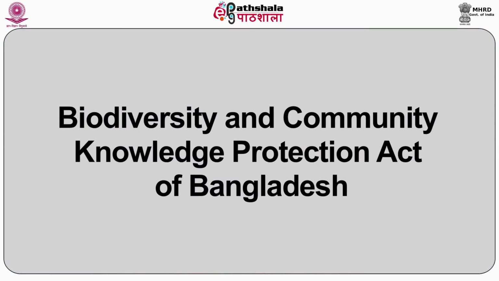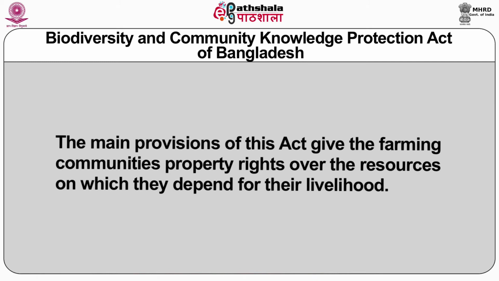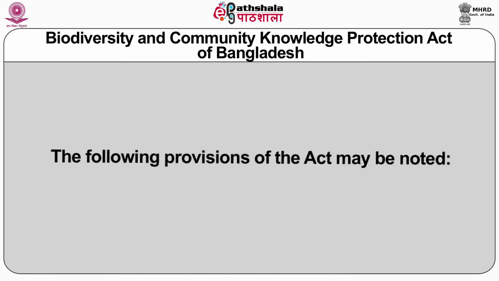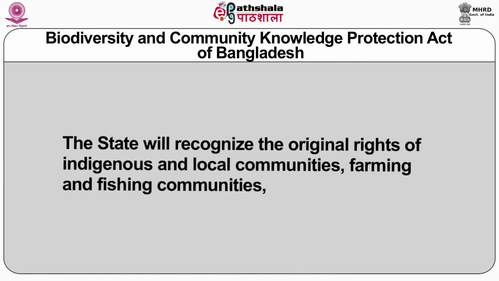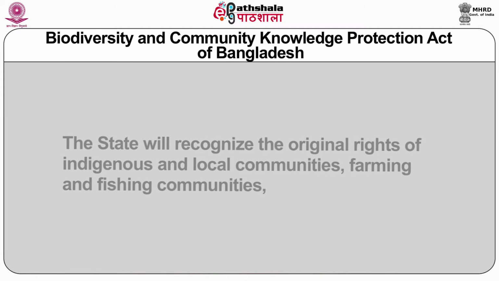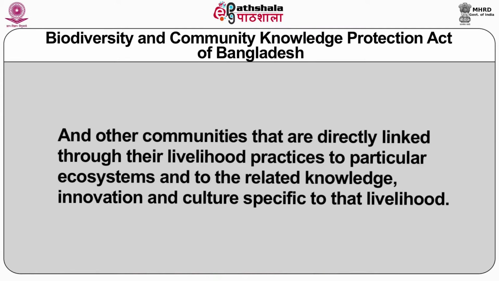Let us first talk about Biodiversity and Community Knowledge Protection Act of Bangladesh. The main provisions of this act give the farming communities property rights over the resources on which they depend for their livelihood. The following provisions of the act may be noted as: the state will recognize the original rights of indigenous and local communities, farming and fishing communities, and other communities that are directly linked through their livelihood practices to particular ecosystems and to the related knowledge, innovation, and culture specific to that livelihood.